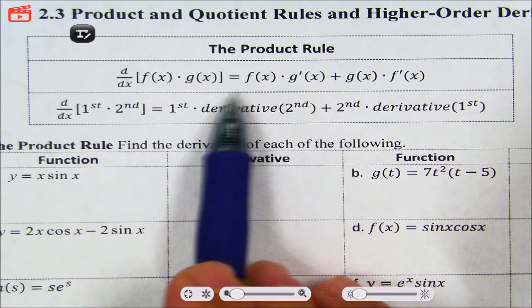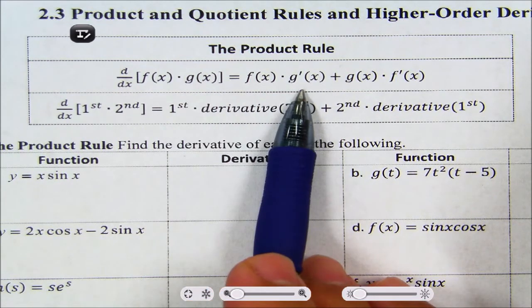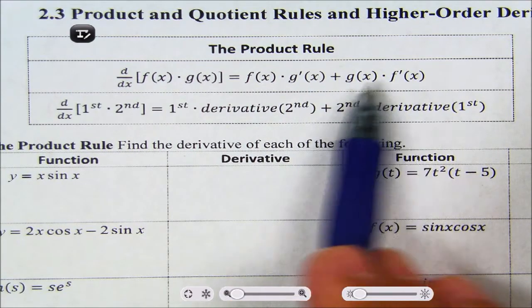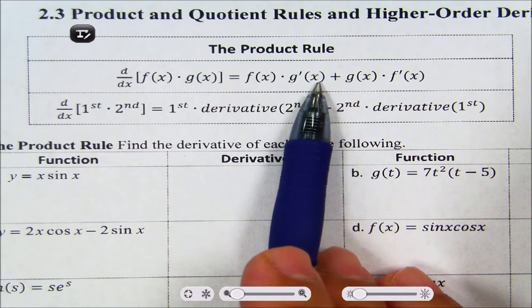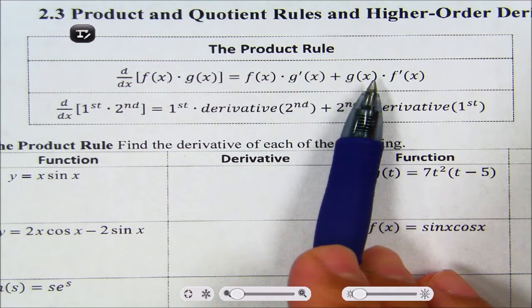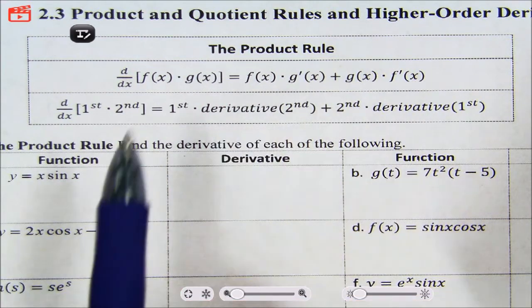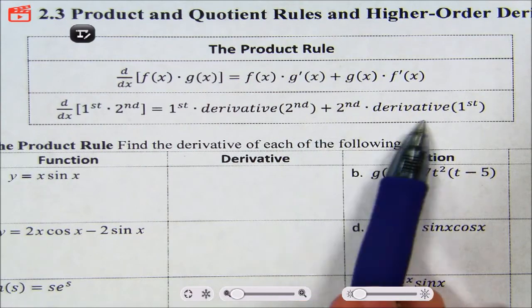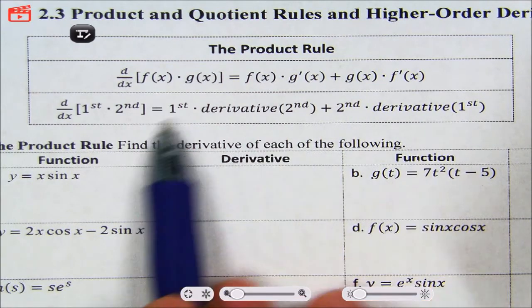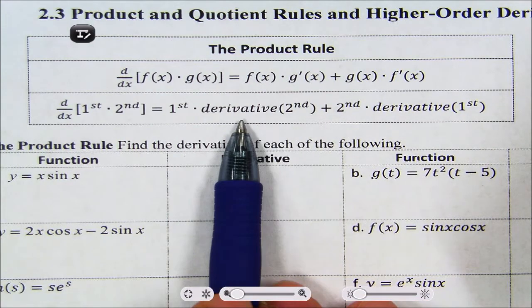And what you're going to do is keep one of the functions constant while taking the derivative of the other, plus, and then you switch the roles. So here, f is remaining constant while you're taking the derivative of g of x, plus keep the g of x constant times the derivative of f of x. Now, notice it says first times the derivative of second plus second times the derivative of the first. The order doesn't really matter as long as you switch the roles between the two parts.